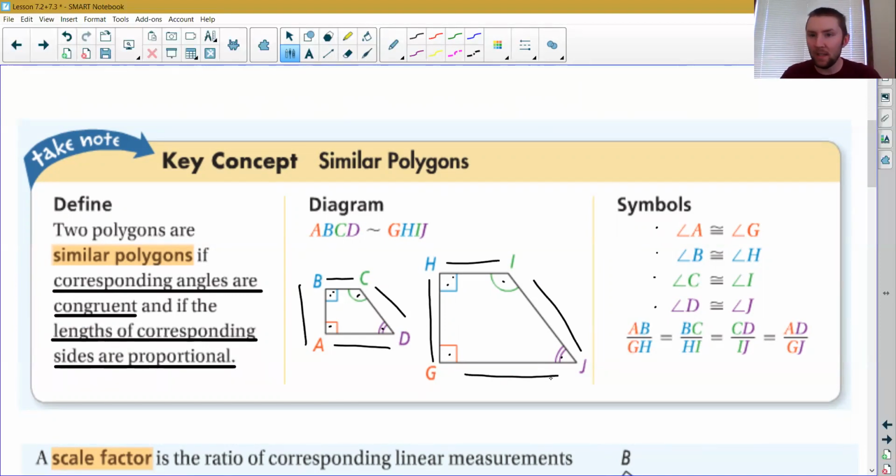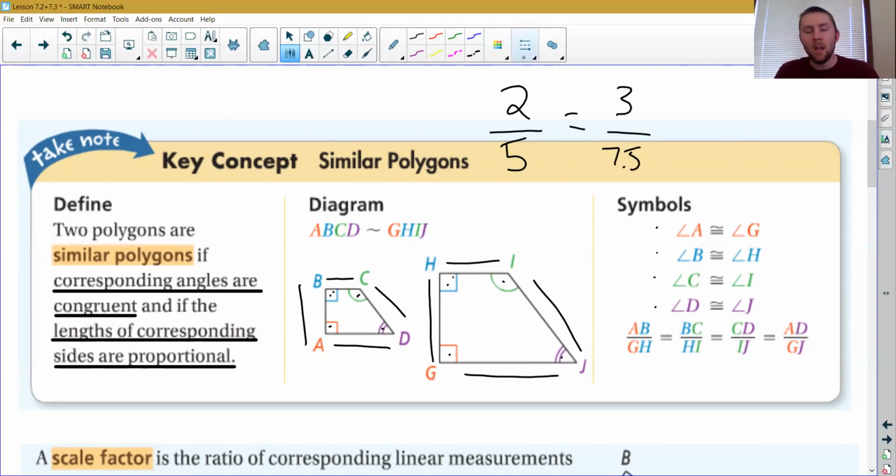They don't have to all be exactly the same size or the same length, but for example, if AB was 2 and GH was 5, then if CD was 3, then this IJ would have to be 7.5. Okay, so they have to make equal ratios.